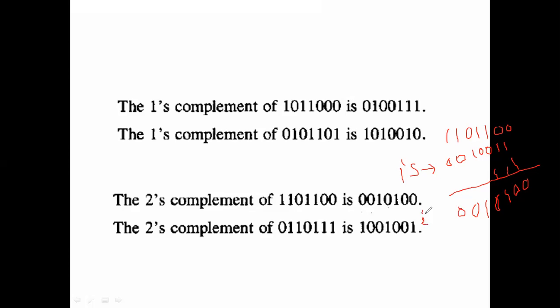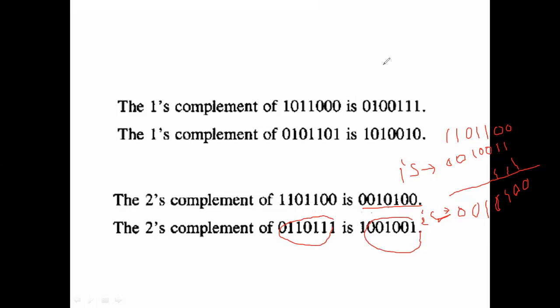Here we get the 2's complement as 0, 0, 1, 0, 1, 0, 0. In this way, you get the 2's complement. So this is the given number, then the 2's complement is this. Do the same procedure.